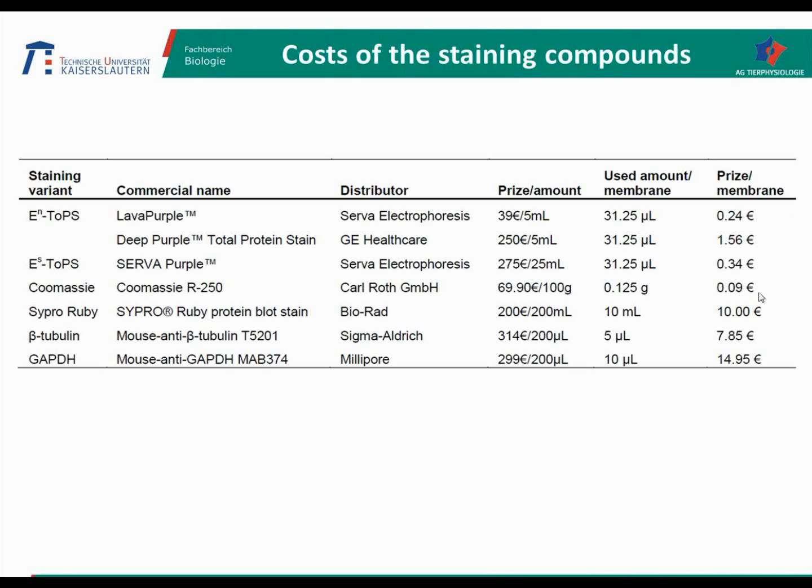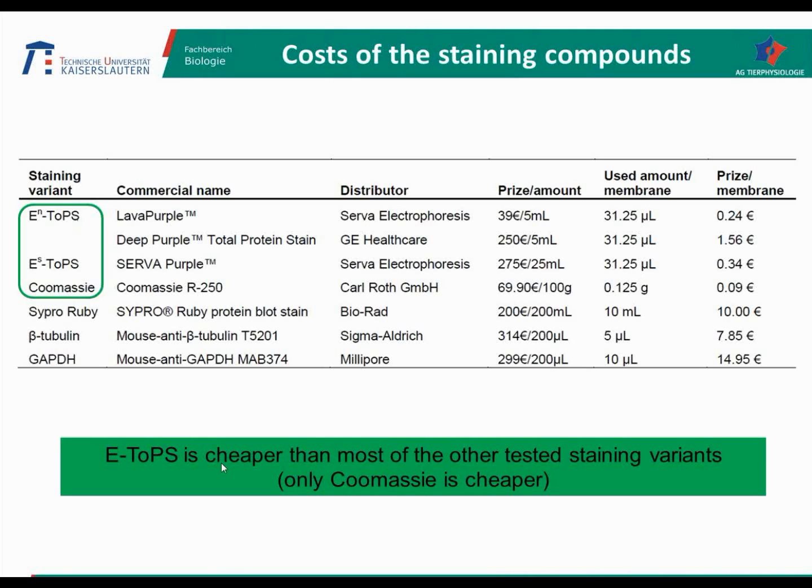But Coomassie has the disadvantage that it's not compatible with antibody stainings thereafter. So the epicaquinone total protein and the Coomassie variants are the best ones concerning the price, if you want. These were the cheapest ones, cheaper than Sypro Ruby, and also cheaper than the antibody stainings against Tubulin or GAPDH.